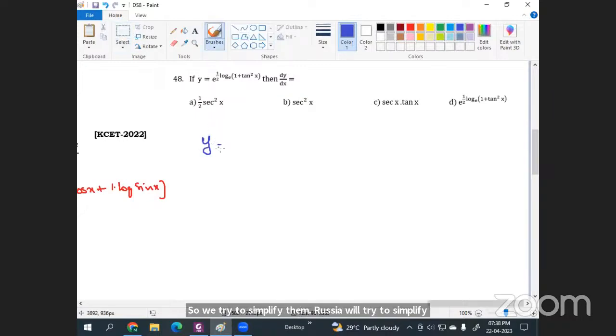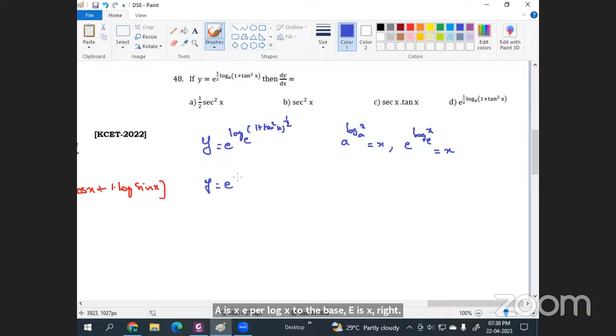So y equal to e to the power of 1 by 2, I will take log of (1 plus tan square x) to the power of 1 by 2 to the base e. We know the formula a power log x to the base a is x, e power log x to the base e is x. Right? So y equal to e to the power of that. 1 plus tan square x is what? Secant square x. I'll write (secant square x) whole power 1 by 2.